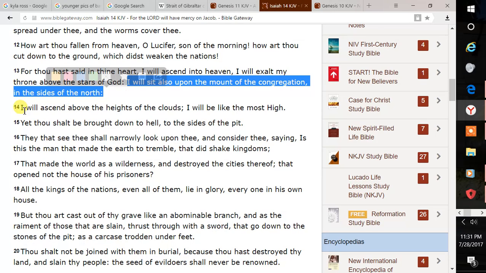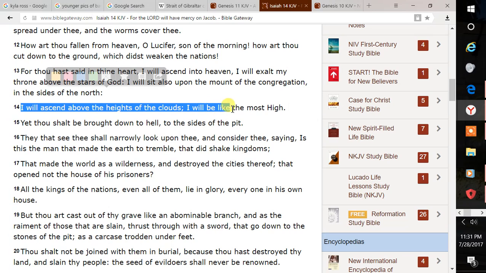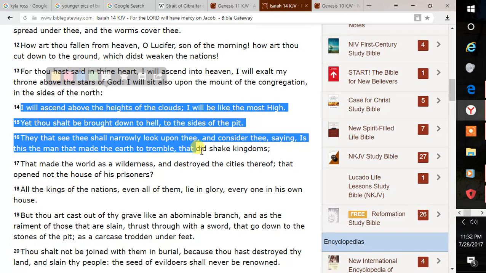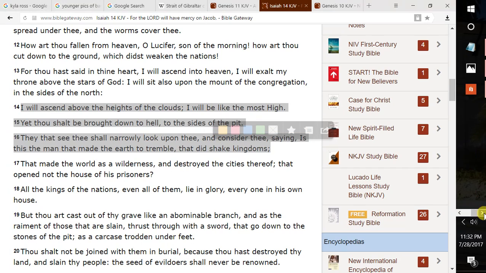It says, I will ascend above the heights of the clouds. I'll be like the Most High. Yet thou shalt be brought down to hell, to the sides of the pit. They that see thee shall narrowly look upon thee and consider thee, saying, Is this the man that made the earth tremble and did shake the kingdoms? Talking about the devil, that he is a man, a spiritual man, not a fleshly man like us. Spiritual in the sense that he's not made of flesh and he doesn't have blood flowing through his veins like we do.